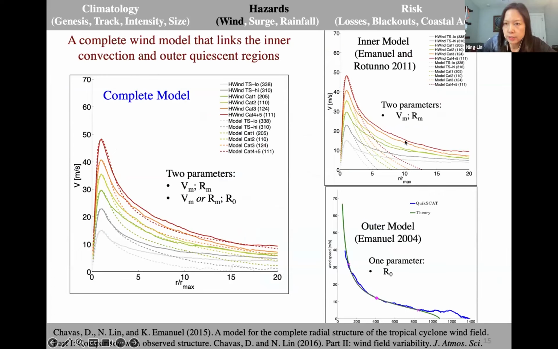So the solid lines are the observations for different categories, and dashed lines are simulations for the different categories. And there's another model called the outer model that describes the outer physics, but it's missing the inner side. So we numerically merge these two models into this complete wind model that captures both within the maximum wind region and outside. This would describe the symmetrical wind distribution as a function of the distance from the storm center. This model can also help us estimate the radius of maximum wind given the outer radius, because often radius of maximum wind data is missing.